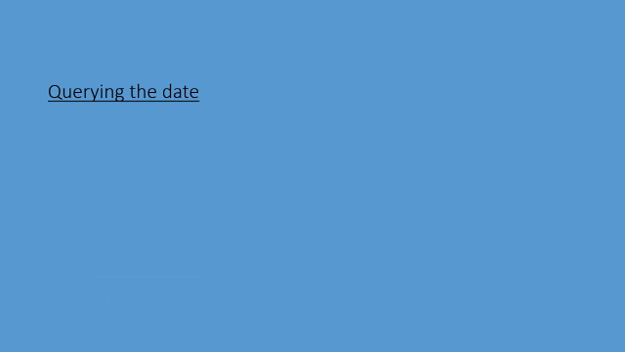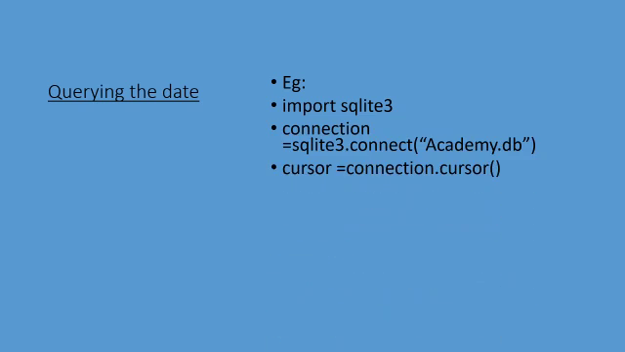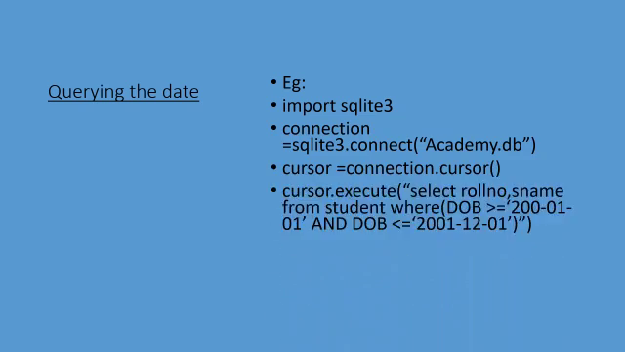Next, querying the date. You know very well date is one of the data types, and it has some format. Using date we can give some condition. How to give the condition? Let us see. Date has many formats: year, month, date; year, date, and so on. We can prefer the required format. Mostly we are using this format.